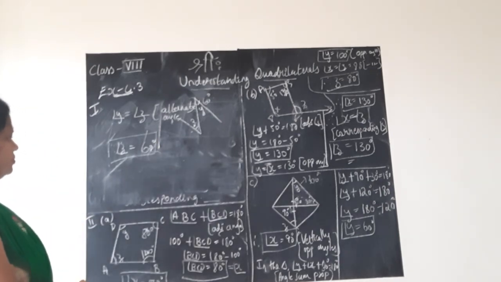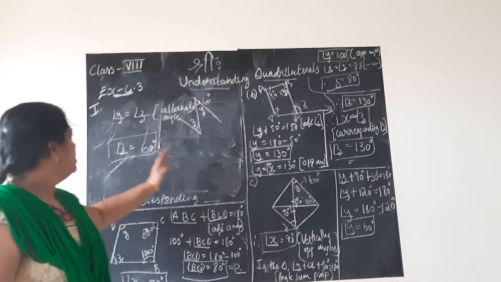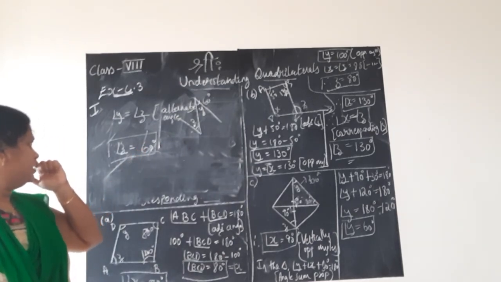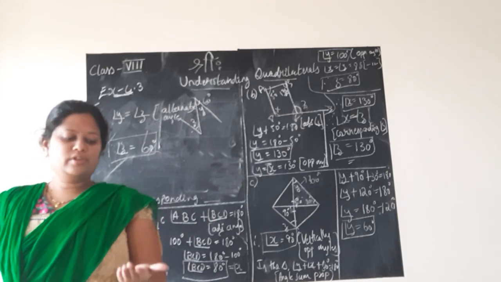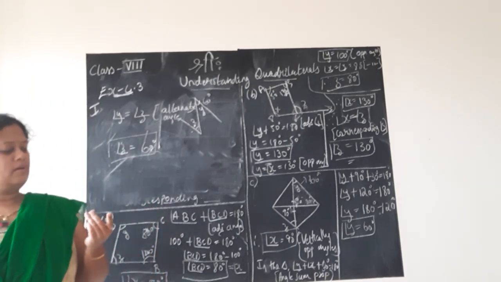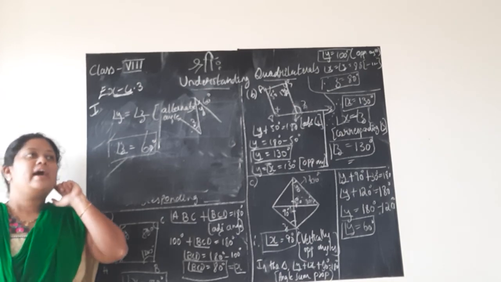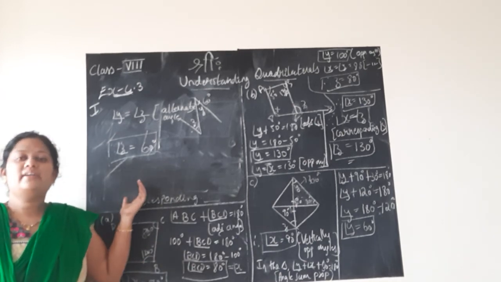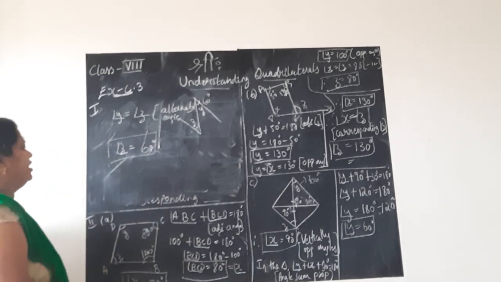Hence, x is 90, y is 60, z is 60 degree, children. Hence we found all the three angles. Like this you should solve. You should know the properties of all the types of quadrilateral as well as the concept of angle sum property and alternate angles and corresponding angles. Very simple.